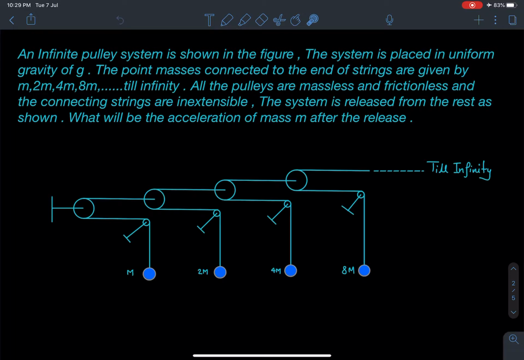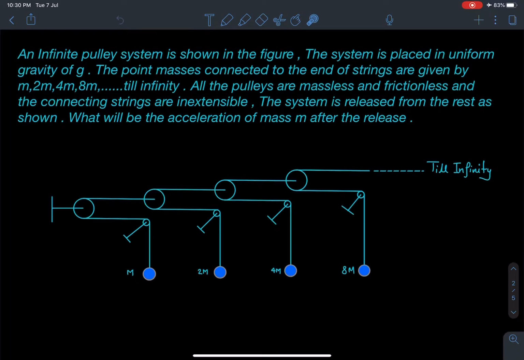This problem is actually a standard problem and I have slightly modified it. Let's read the question. An infinite pulley system is shown in the figure. The system is placed in uniform gravity g. The point masses connected to the ends of the strings are m, 2m, 4m, 8m till infinity. All the pulleys are massless and frictionless and the connecting strings are inextensible. The system is released from rest as shown. What will be the acceleration of mass m after the release? As you can see, masses m, 2m, 4m, 8m are present till infinity, and the system is released from rest.